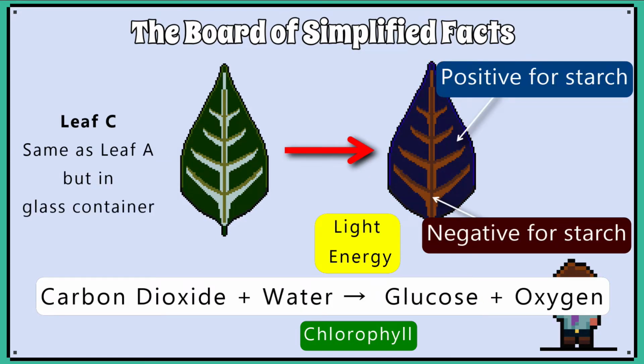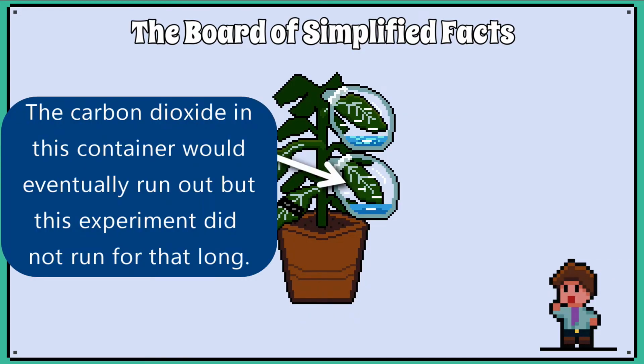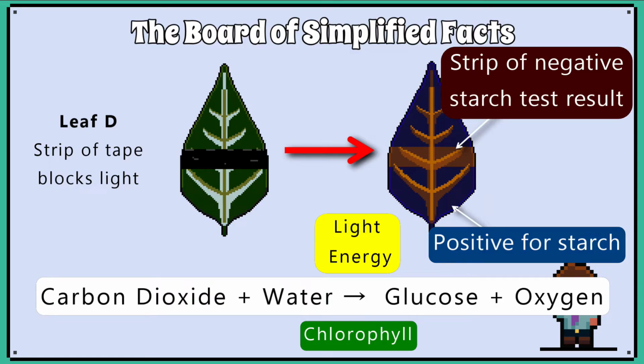Leaf C is the same as leaf A, as this just again showed that the volume of atmosphere exposed to plant B was not affecting photosynthesis. So photosynthesis happened as normal. Eventually the leaf would be affected, of course, as the carbon dioxide would run out in the sealed container. But in this experiment, not enough time had passed. Leaf D shows a strip where the starch test is negative.